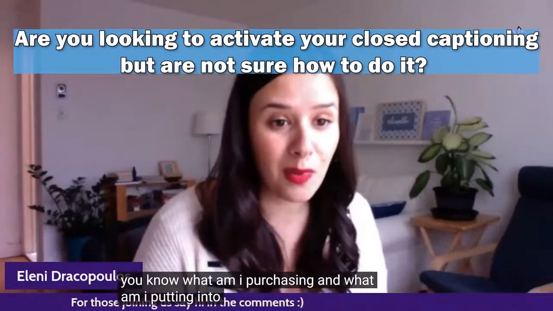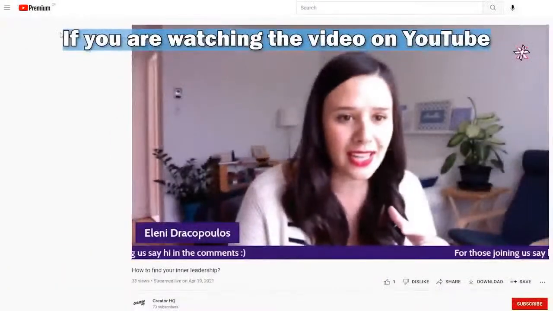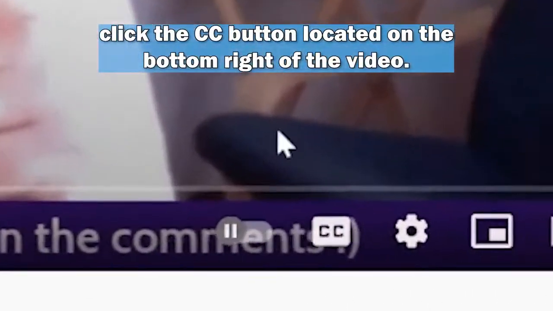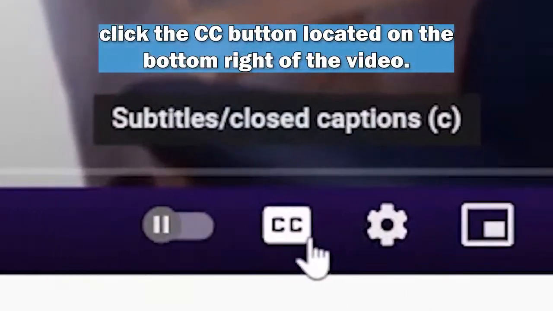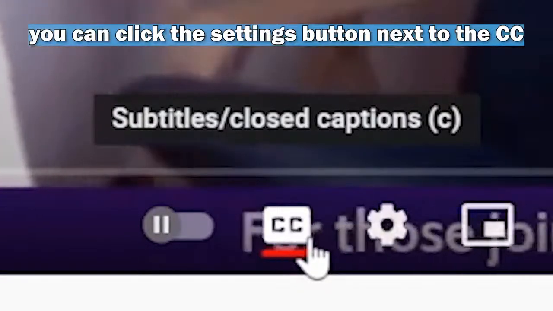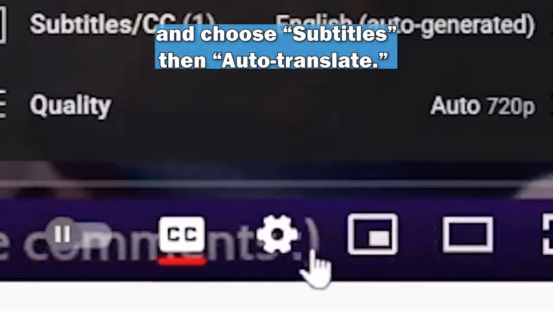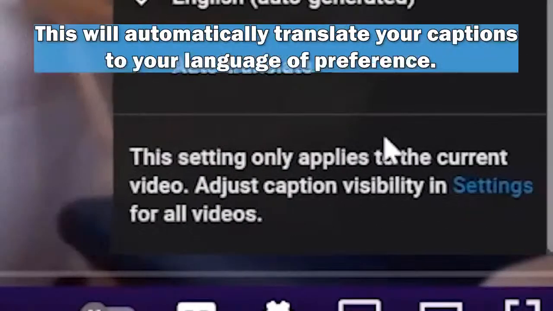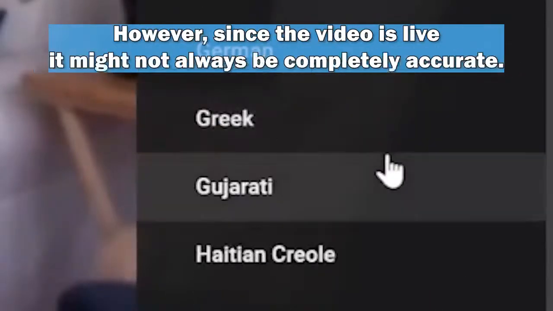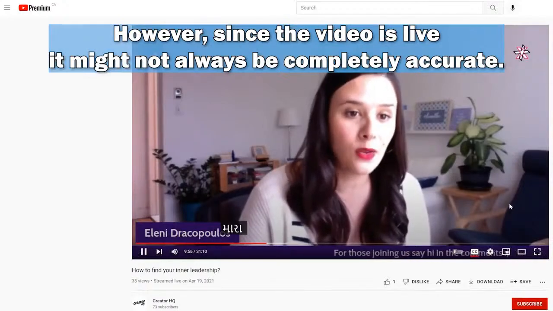Are you looking to activate your closed captioning but are not sure how to do it? Let us help you. If you are watching the video on YouTube, click the CC button located on the bottom right of the video. If you wish for your captions to be in another language, you can click the settings button next to the CC and choose subtitles, then auto-translate. This will automatically translate the captions to your language of preference. However, since the video is live, it might not always be completely accurate.